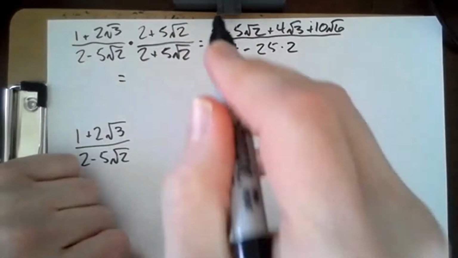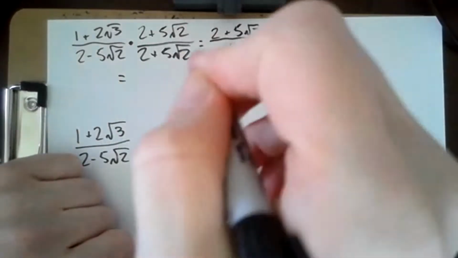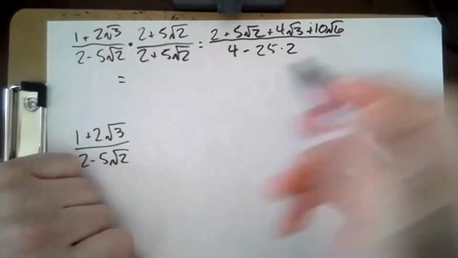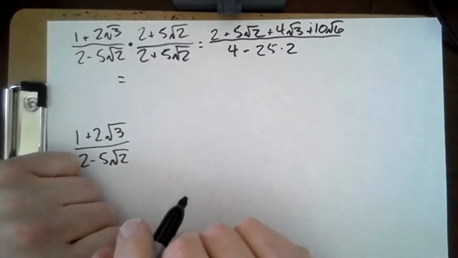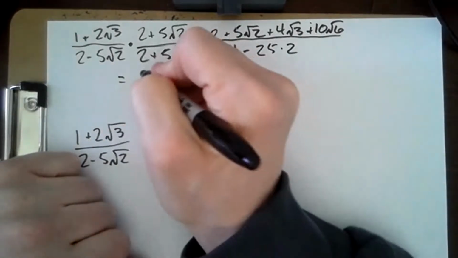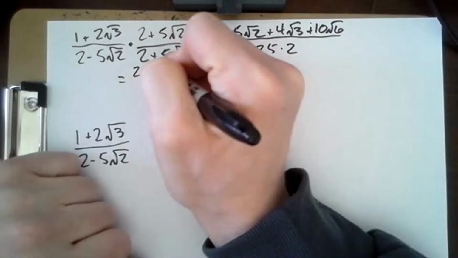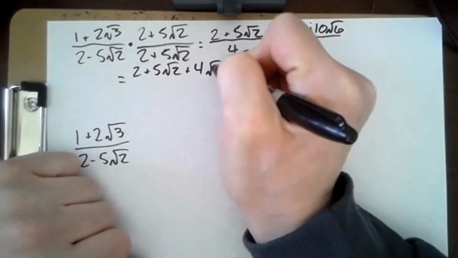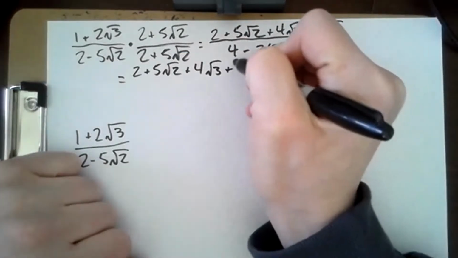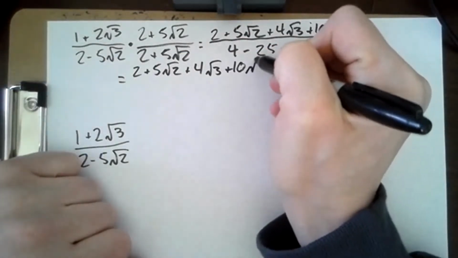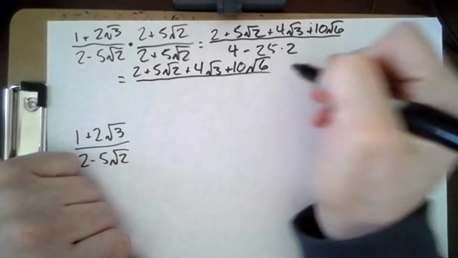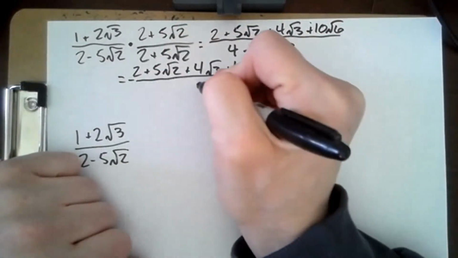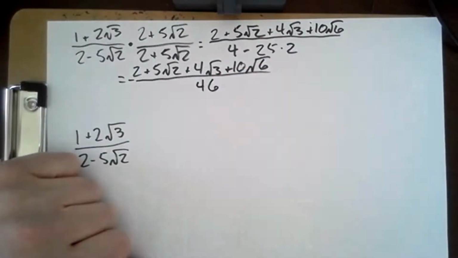Okay, so this becomes, we can't combine anything in the numerator. None of it has a common radical part. So this is 2 plus 5 times the square root of 2 plus 4 times the square root of 3 plus 10 times the square root of 6 over 4 minus 50, which is negative 46. So we'll just put a negative out front and put a 46 in the denominator.